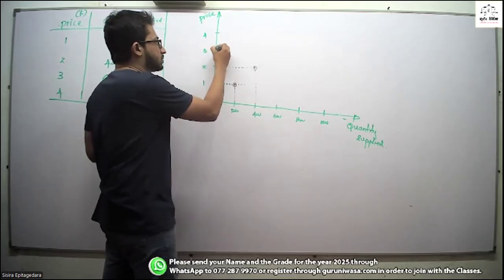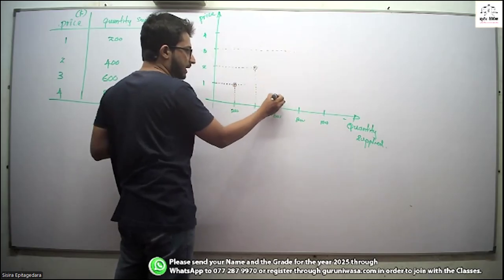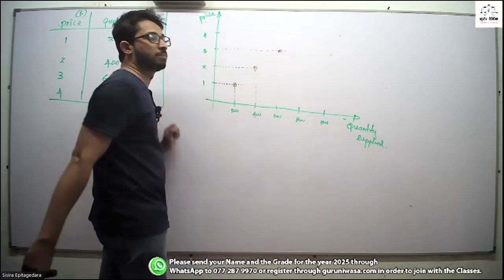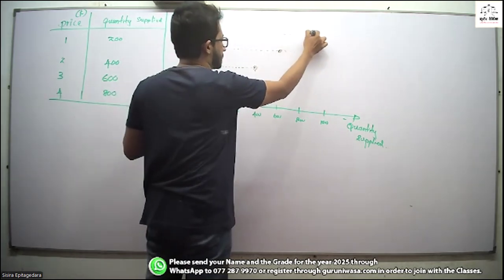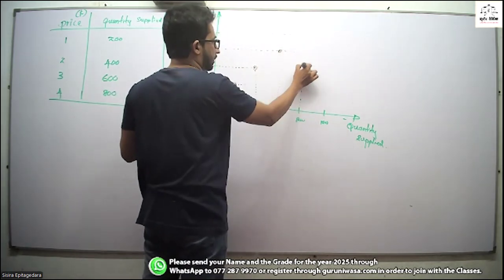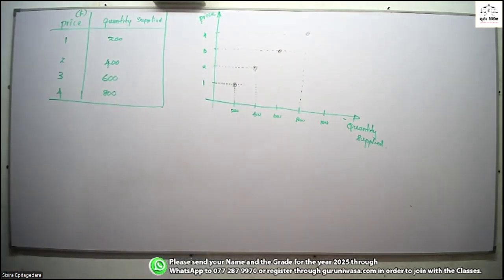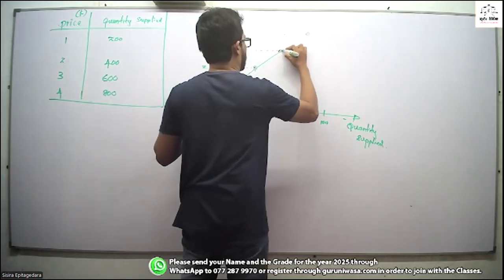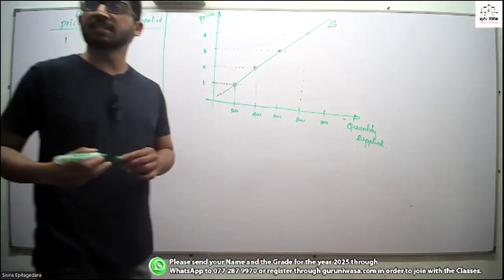When price rises to $3, now supply is 600 units. They are willing to supply more because the price is higher. When price increases to $4, they are willing to supply 800 units. Now you can see the shape of the curve. How is it going, Dinal? The letter is S. S means supply curve.